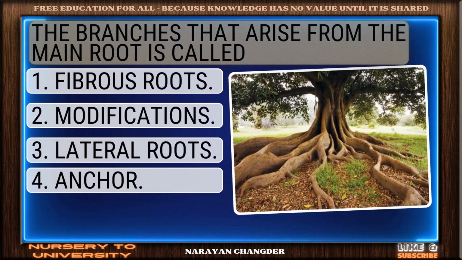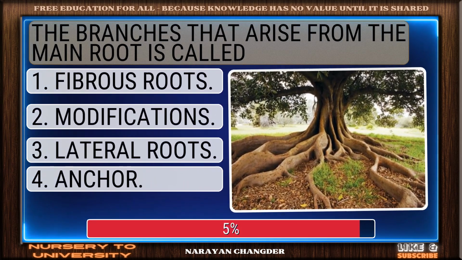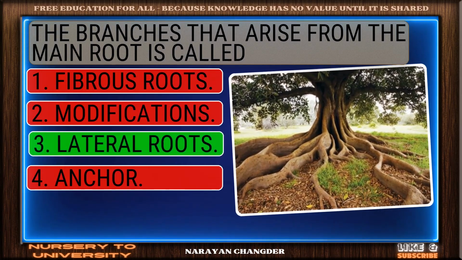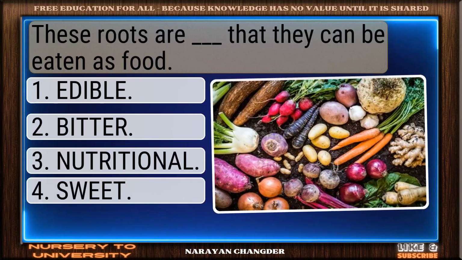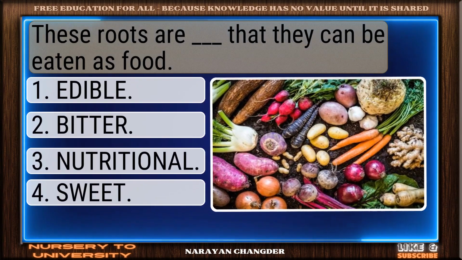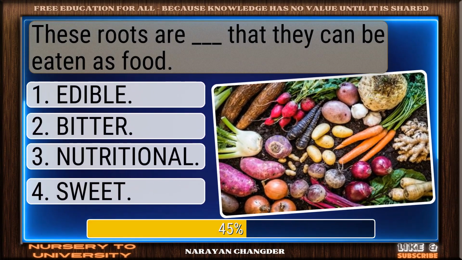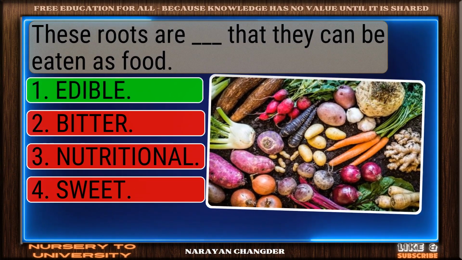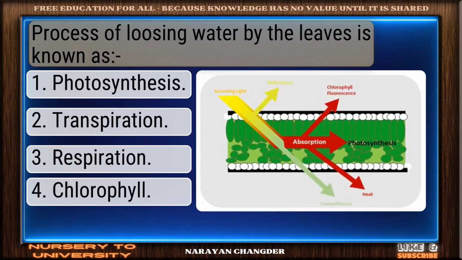The branches that arise from the main root is called. Smart move. Lateral roots is an accurate answer. These roots are dash that they can be eaten as food. Strong choice. Edible is the right answer.